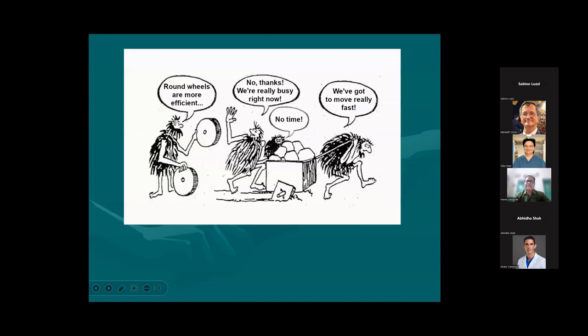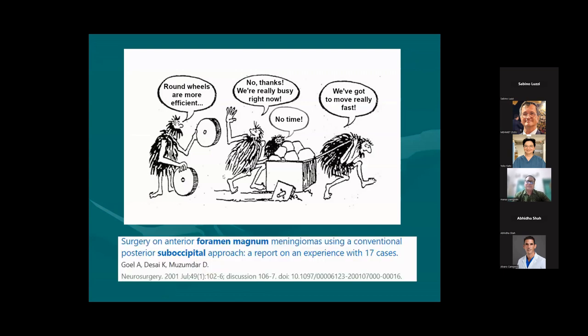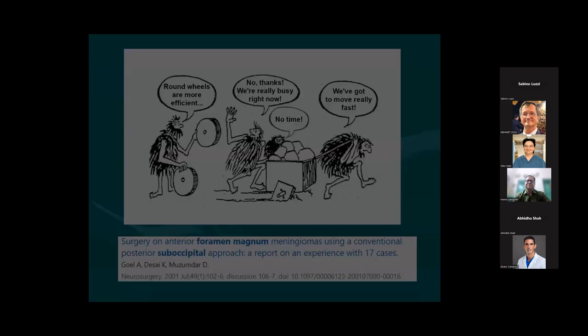Many people have tried transcondylar, extreme lateral, mobilizing the vertebral artery, in different, difficult approaches. But Professor Atul Goyal in 2001 said that most of them can be operated through a posterior suboccipital approach, and that we do not need to struggle with different approaches. We can do it with a posterior approach. But then one has to look at the meta-analysis and decide which cases can actually be done through the posterior approach and which cases need the posterolateral approach.